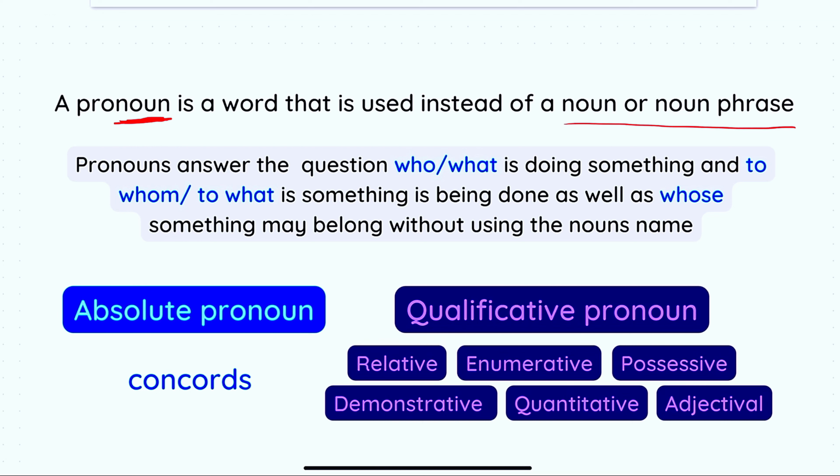A pronoun in English would be I, you, he, she, it. Pronouns in general, they answer the question of who or what is doing something and to whom or what something is being done, as well as who something may belong to without using the actual noun's name.